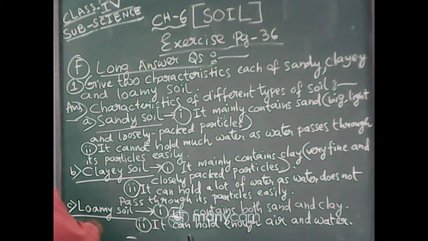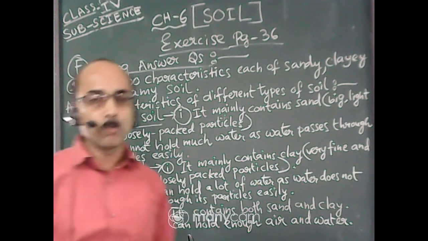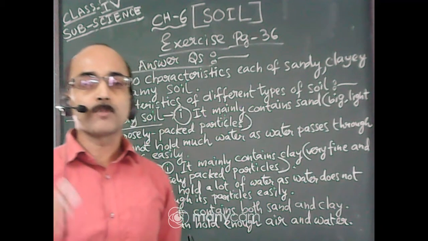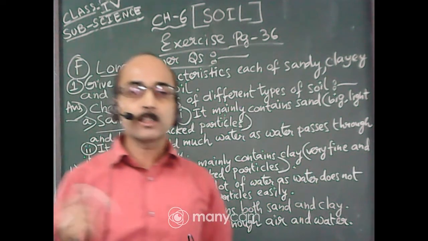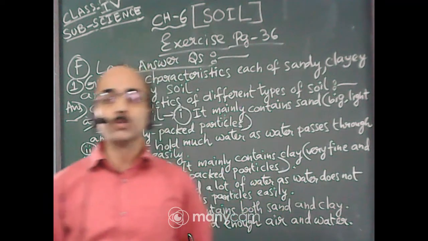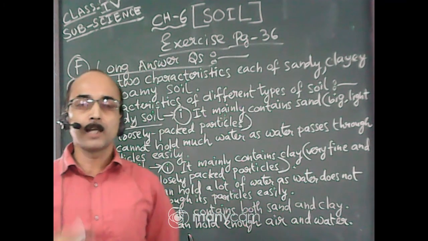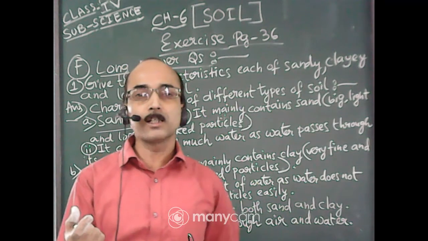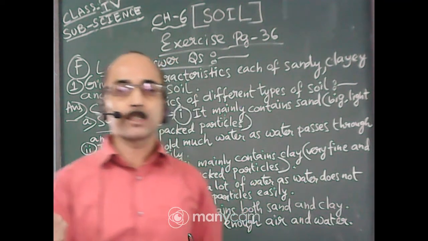Then third one, last one, loamy soil. Characteristics are number 1, it contains both sand and clay, and number 2, it can hold enough air and water. Okay. So okay students, today I have solved question number 1 from long answer question of chapter 6, soil. In our next class we will continue with question number 2. Then that is the last question answer of the exercise of chapter 6.